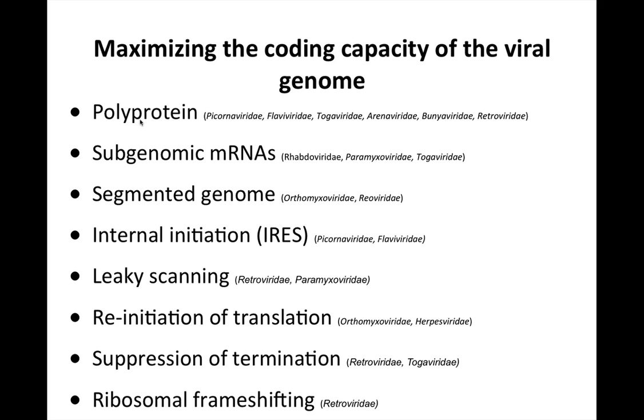Making a polyprotein is a good way to make many proteins from a single mRNA. We talked about some examples of that, the Picornaviridae and the Flaviviridae. Some viruses make subgenomic mRNAs. They make multiple mRNAs from a single template. So that's another way to make many proteins. You could have a segmented genome like influenza and rhinoviruses. That allows you to make 8 or 10 or 12 minimum different proteins, one per segment. You could do internal initiation. We just saw in the cricket paralysis virus genome how you can get two independent initiation sites on a single mRNA with an IRES. And then there are a number of mechanisms we haven't mentioned, and we'll go through these one by one: leaky scanning, reinitiation of translation, suppression, and ribosomal frameshifting.